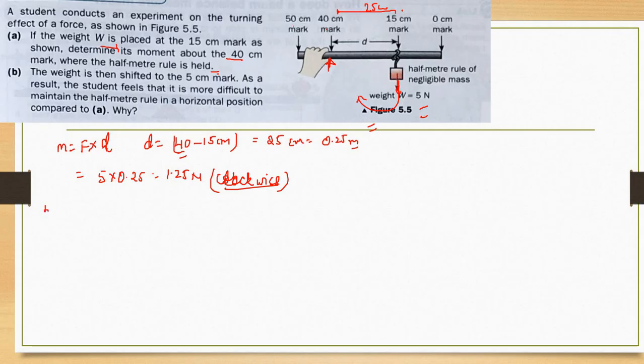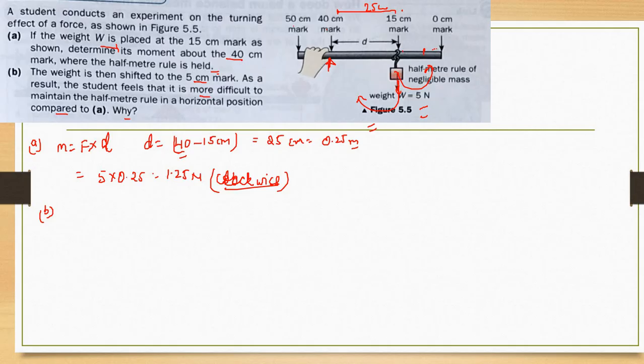Okay, now let's see question number B. So this was your A. The weight is then shifted to the 5 centimeter mark. So now this weight I have shifted to the 5 centimeter mark. So this is 0, and it will be 1, 2, 3, 4. Suppose this side, right? You have shifted to this side. Now, as a result, the student feels that it is more difficult to maintain the half meter rule in horizontal position. Compare and explain why. So basically what you have done, you have moved to this side.